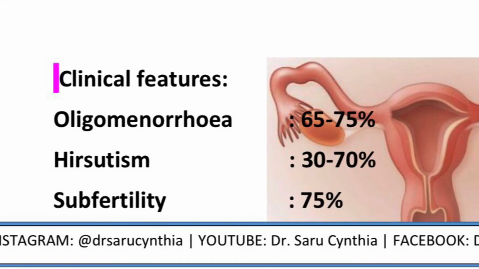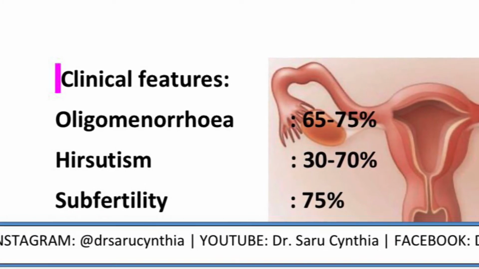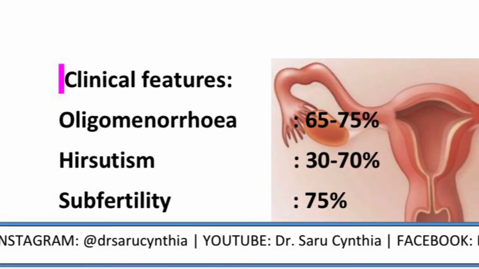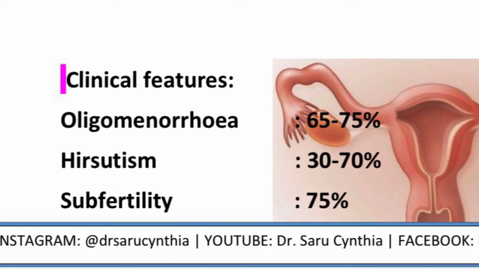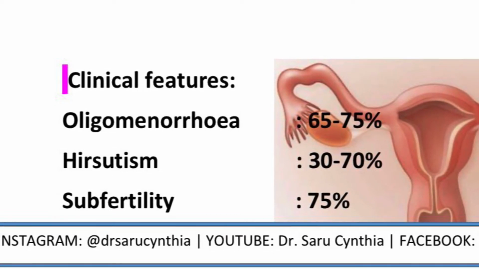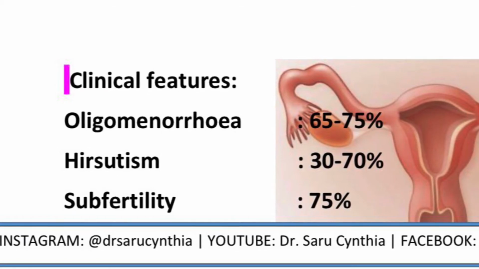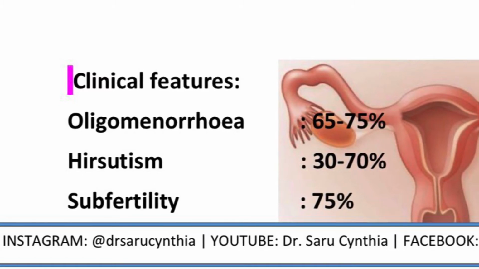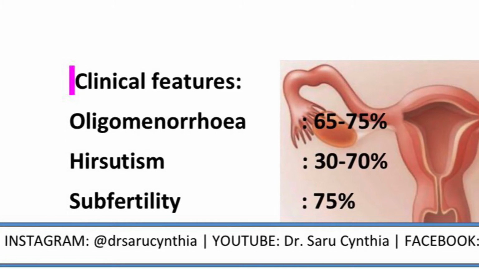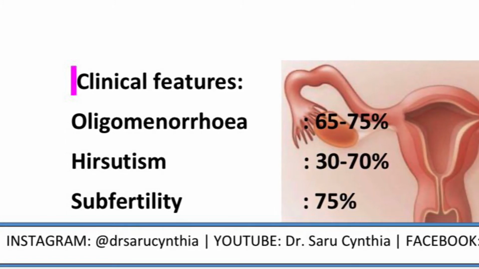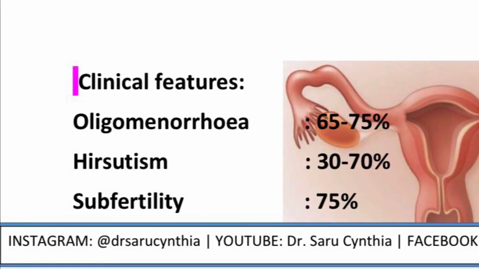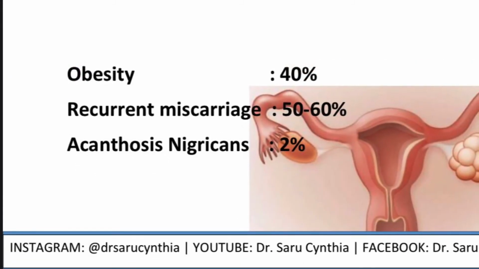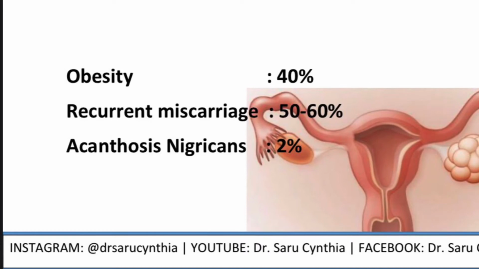So clinical features: there is oligomenorrhea, that is 65 to 75%. Facial hair, that name normally gives me a problem in pronunciation, so I'm not going to do that. So there's excess facial hair growth in about 30 to 70% of cases. And subfertility, which is caused by anovulation, about 75%. The other features that you might find, the patient might be obese. There may be history of recurrent abortions or miscarriages, and acanthosis nigricans.